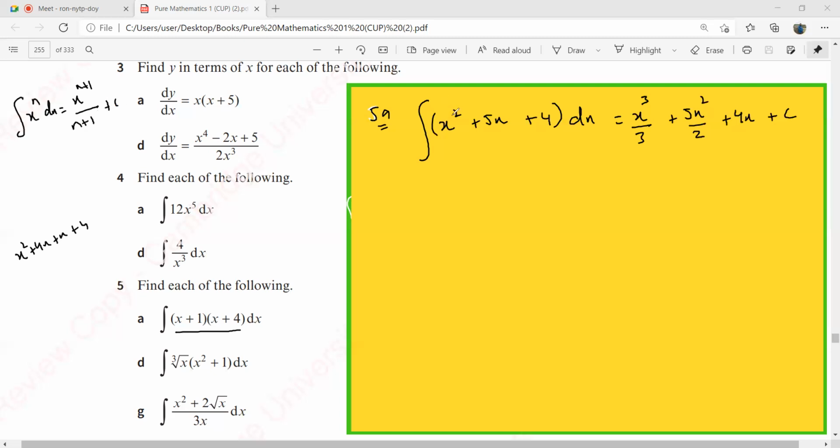So just to remind you people, this is power 2 here. So 2 plus 1 is 3 and divided by 2 plus 1. 5 into x, the power is 1 here. So 1 plus 1 is 2, divided by 1 plus 1. And there is just 4, and 4 would be upgraded into 4x. And never forget to write this.